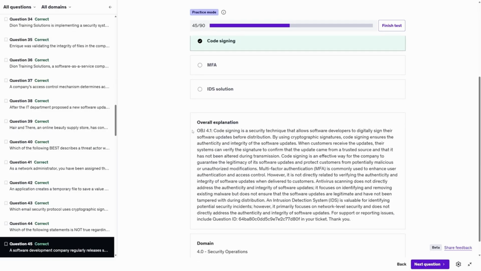Code signing is a security technique that allows software developers to digitally sign their software updates before distribution. By using cryptographic signatures, code signing ensures the authenticity and integrity of software updates. When customers receive these updates, their systems can verify the signature to confirm that the update came from a trusted source and that it has not been altered during transmission. Code signing is an effective way for the company to guarantee the legitimacy of its software updates and protect customers from potentially malicious or unauthorized modifications. I'll leave up the other answers for a few seconds.